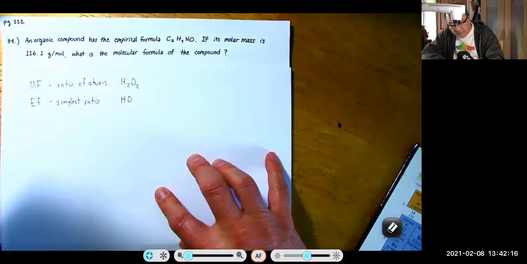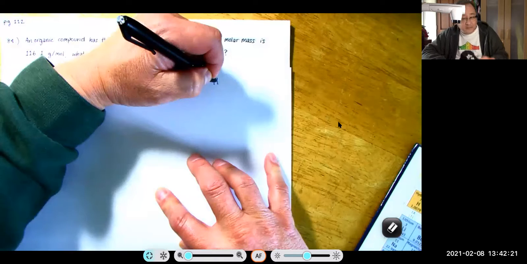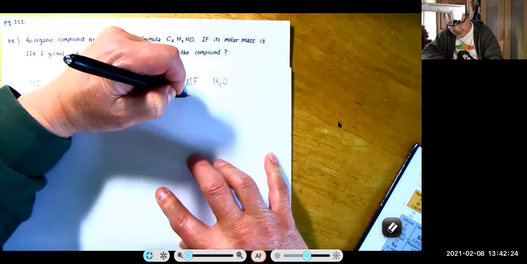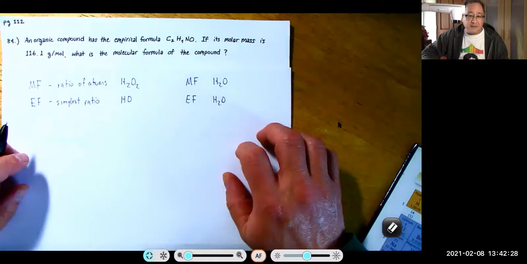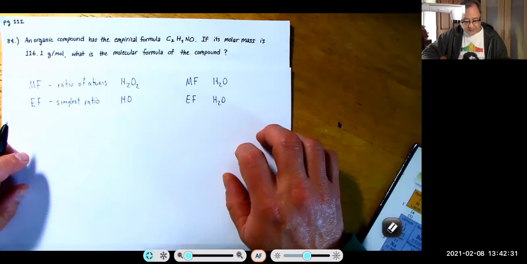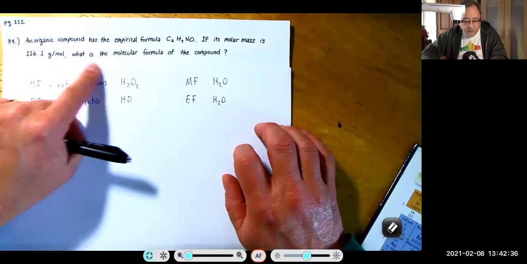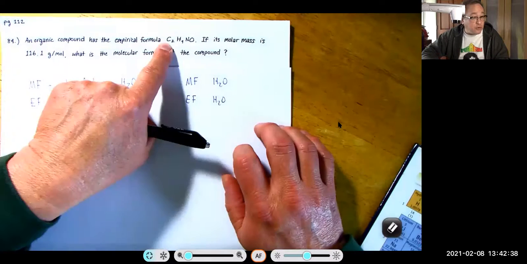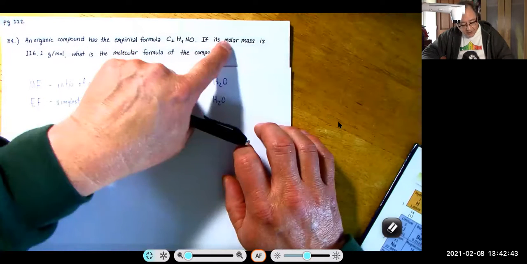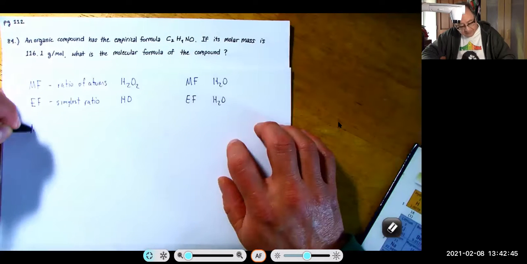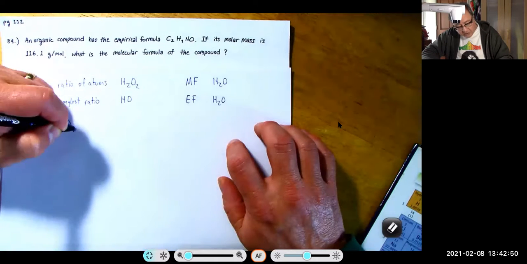Now, another example, the molecular formula for water is H2O. The empirical formula is H2O. So sometimes the molecular formula and empirical formula match. Now, how do you get the molecular formula of a problem if you know the empirical formula and you know the molar mass? So notice, we're given the empirical formula and we're given the molar mass. Well, to calculate the molecular formula, you're going to take the empirical formula and use a multiplier.